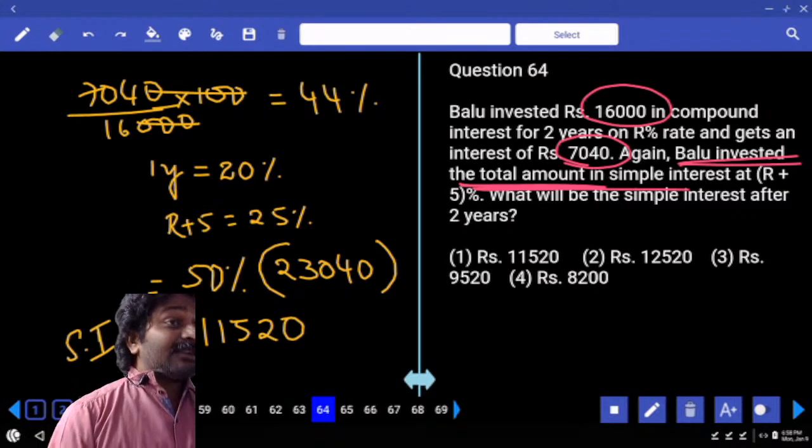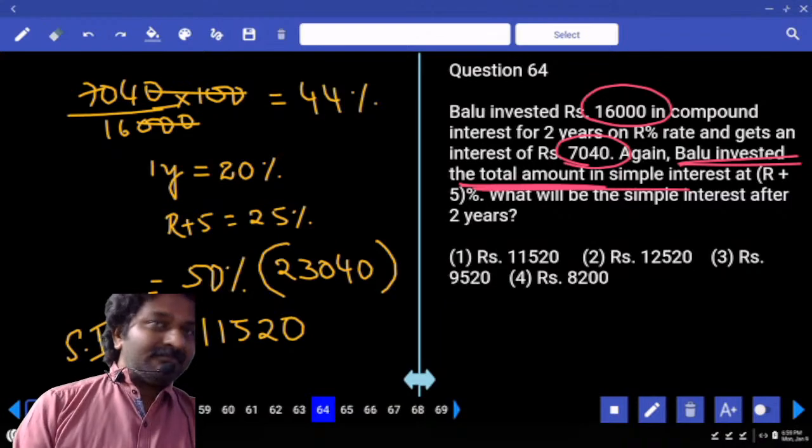Now this 23,040 is invested in new scheme. Got it?